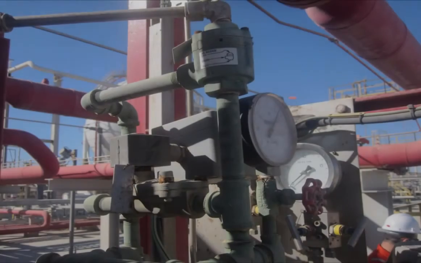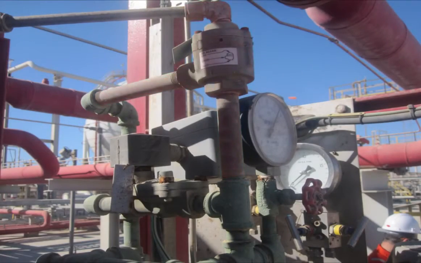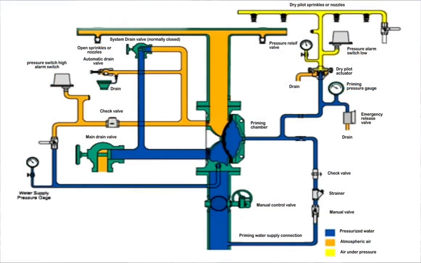Another method of activating the deluge system would be the dry pilot actuator. Here is a diagram to explain the operation of a dry pilot actuator in the deluge system. The yellow color represents pressurized air between the dry pilot actuator and the sensing element. The blue color represents pressurized water, while the orange color represents atmospheric air. The dry pilot actuator is connected to the priming loop from one side and to the drain from the other side, open to the atmosphere.